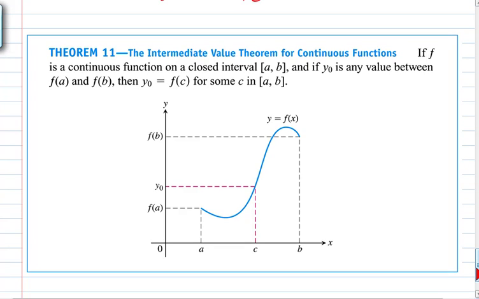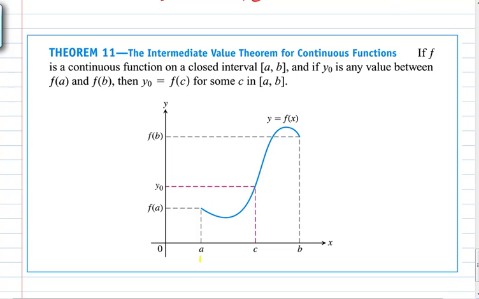All right, Theorem 11 is the intermediate value theorem. Basically, it's an existence theorem. It says if f is a continuous function on a closed interval and y naught is a value between f of a and f of b, then there has to be a value c somewhere between a and b so that f of c is equal to that. So this is just an existence theorem.